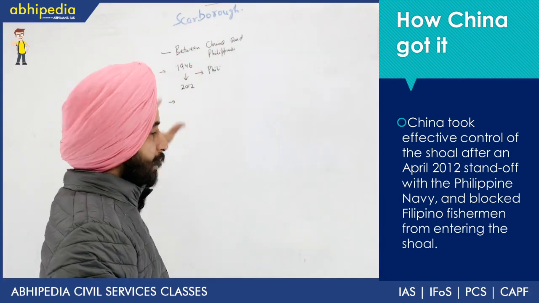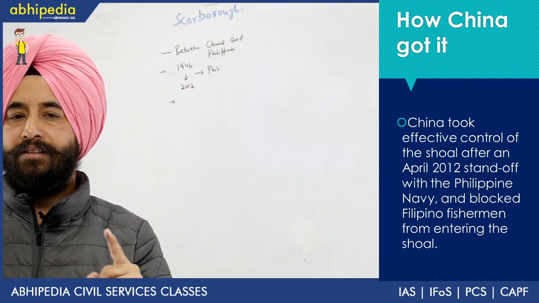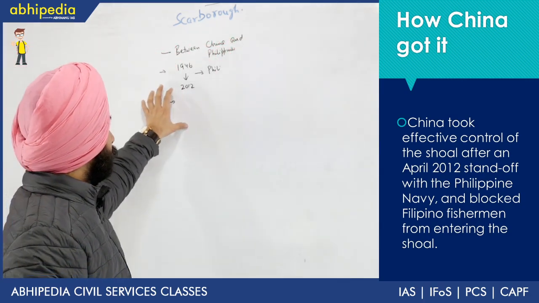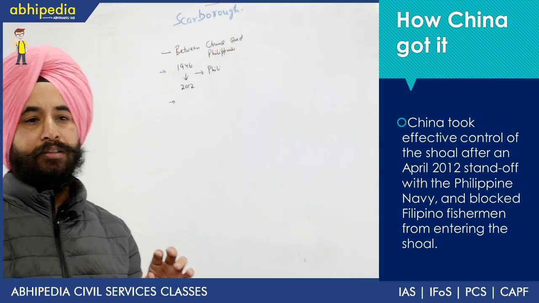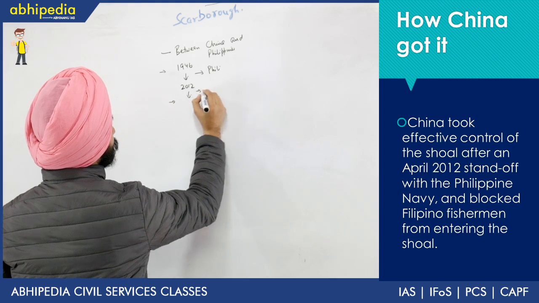Now, how after 2012 did China get it? From 1898 till 1946, it was under the possession of USA. Philippines was a colony of USA. From 1946 till 2012, it is under control of Philippines. From 2012 till today, it is under control of China.